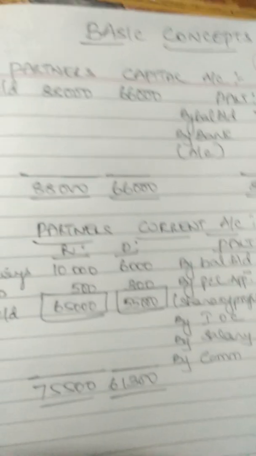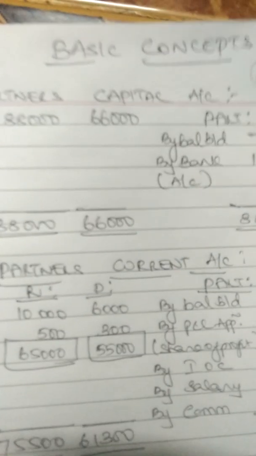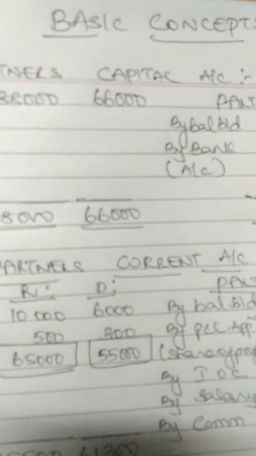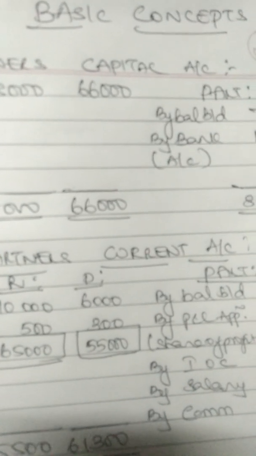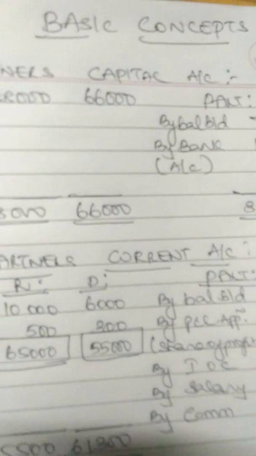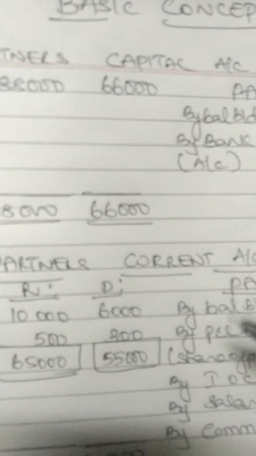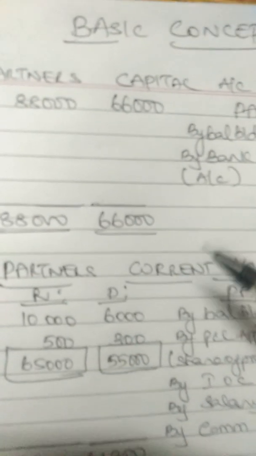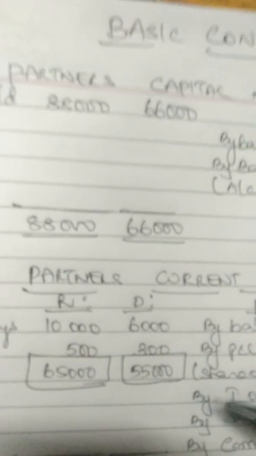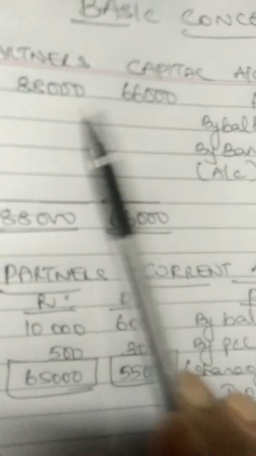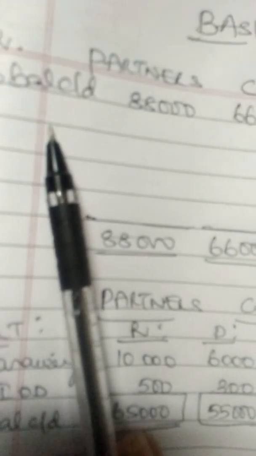In the question they ask us to prepare the partners' capital account. As I told you, partners' capital accounts are classified into two: fixed and fluctuating. Here they ask us to prepare only the fixed capital. Fixed capital means we have to open two accounts. The first account is the partners' capital account. Its heading is partners' capital account, with the debit side, particulars, the names of the partners, and in the same way the credit side, particulars, the names of the two partners.